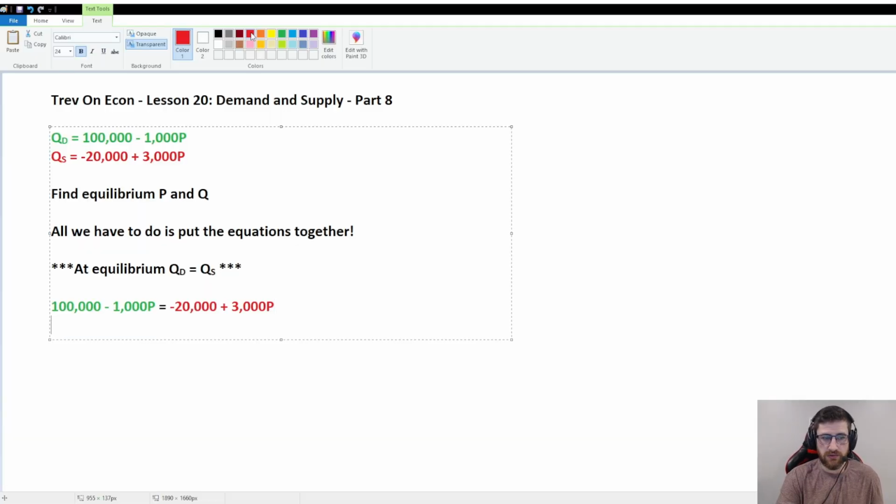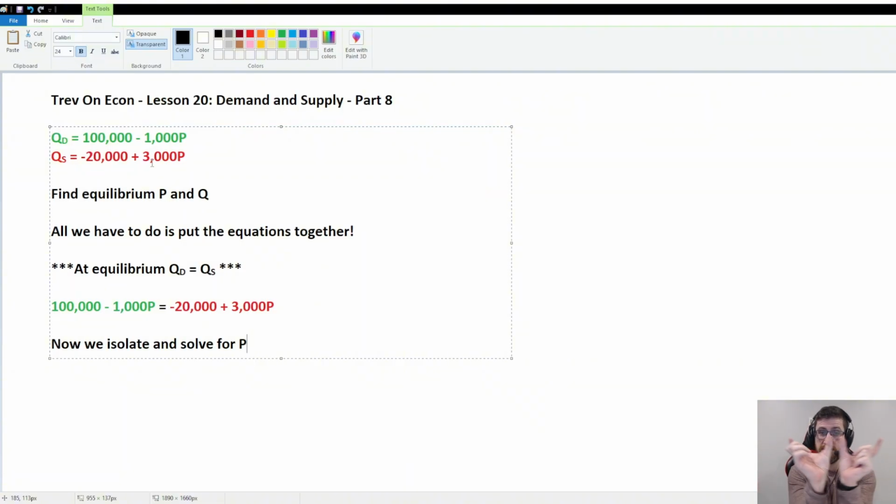All we need to do now is isolate and solve for p. Okay? Now, technically, I put it as QD equals QS. They could put it as P equals and P equals, and then you would just do the same thing, but you'd be solving for Q first. Again, the process stays the same. Put the equations together, solve for whatever variable's left.